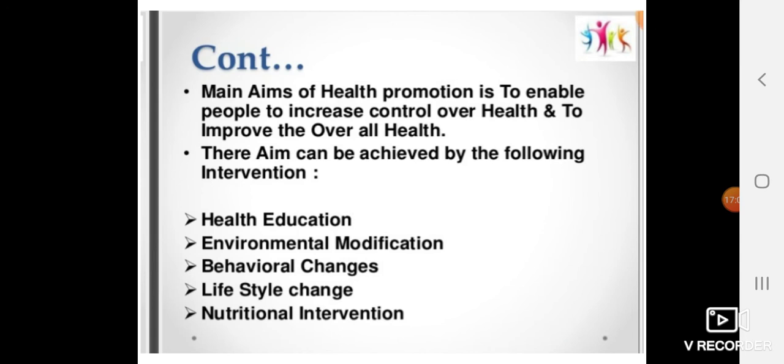So, if you don't mind, if you have paper, please write, other than this, which are the specific interventions or specific measures you can include in the primary prevention part. Other than health education, environment modification, behavior changes, lifestyle changes, nutrition, which other points can you include? Please list them out on your paper.